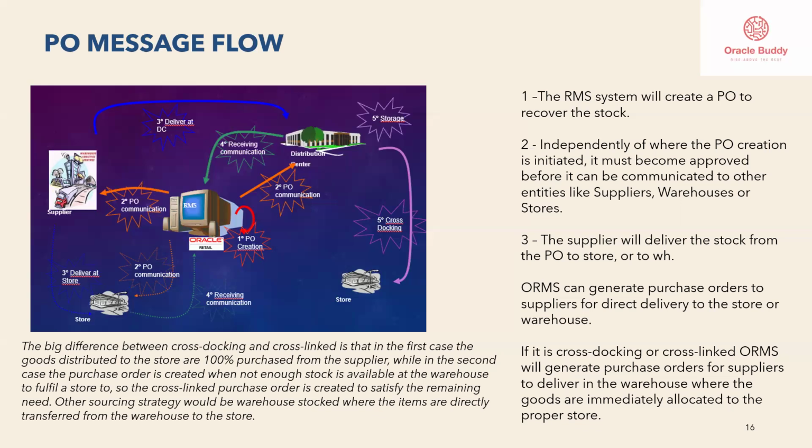and the supplier will fulfill that order directly to the store. If it is cross-linked, suppose we have a recommended order quantity of 10 units. It will go and check the warehouse. Suppose the warehouse has only 5 quantities to fulfill. For those 5 quantities, it will replenish the store, and for the remaining 5 quantities, it will create a purchase order to the supplier.